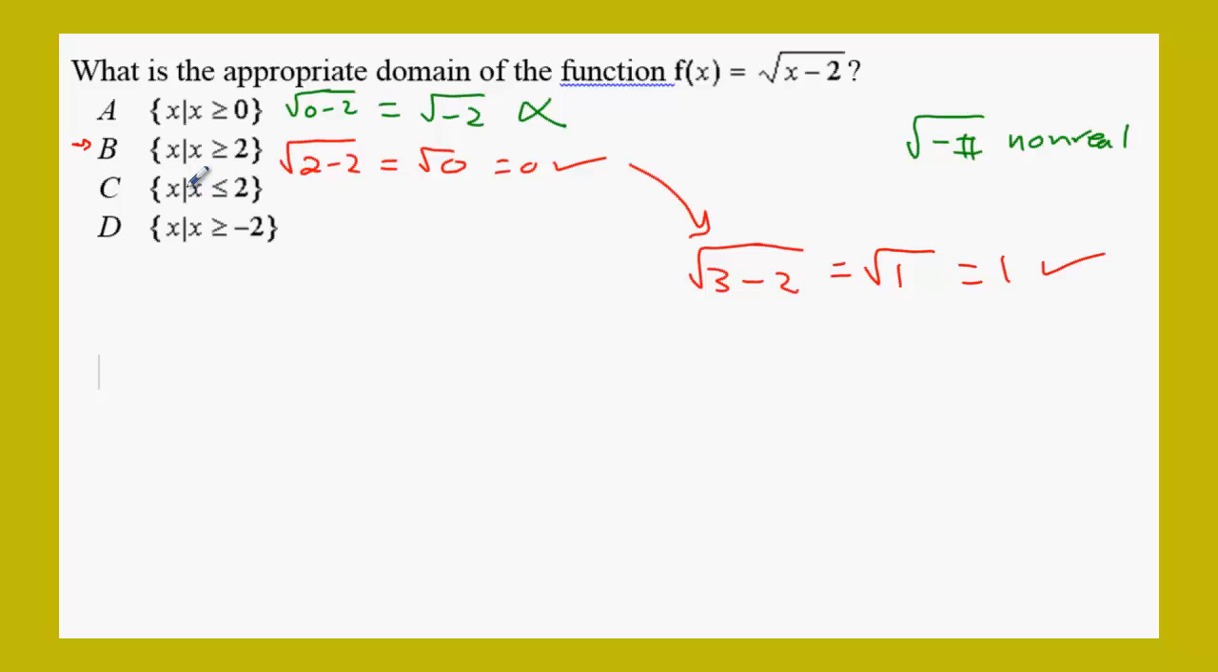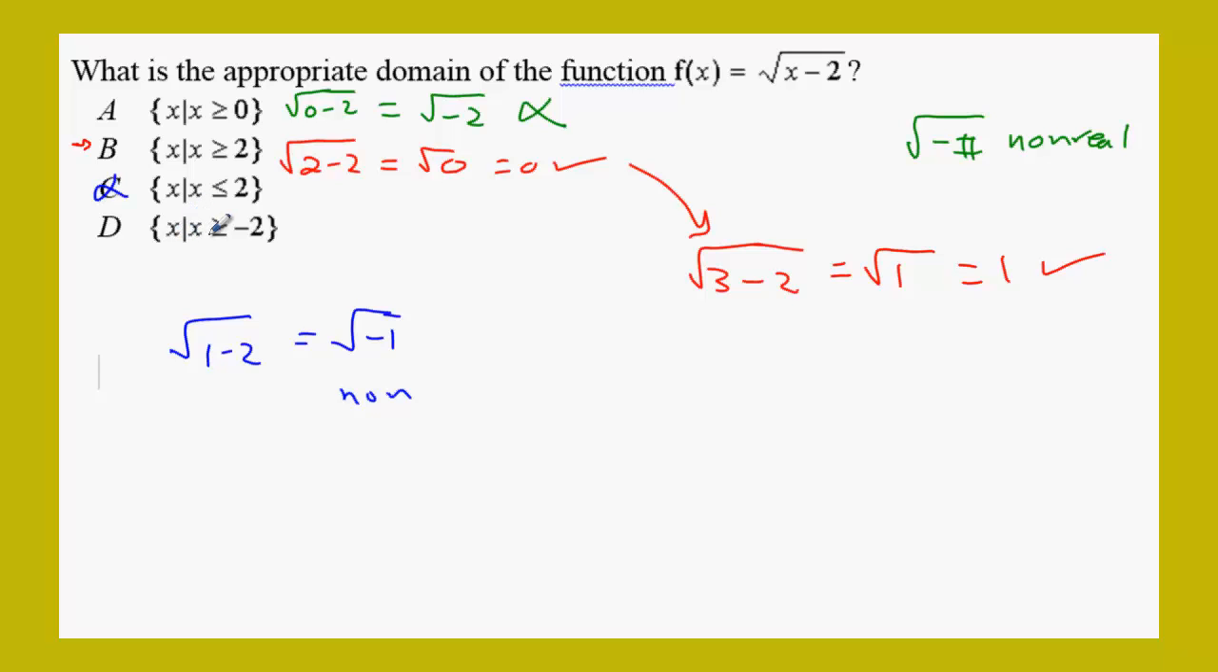Choice C, x such that x is less than or equal to 2. Yes, we know 2 minus 2 is going to be an appropriate domain, but less than 2, if x is 1 or something, 1 minus 2 is going to be the square root of negative 1. Negative 1 is a negative. That's going to be a non-real answer. So this one does not work for all numbers.